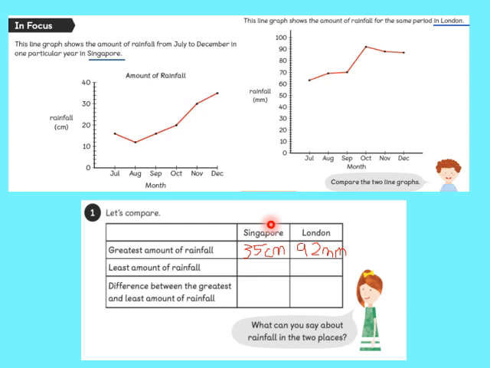Now let's have a look at the least amount of rainfall. So for Singapore, if I'm looking for the least amount, I'm going to look for the lowest point on my line. And I can see that's in August. And if I look across to my y-axis, it will tell me that that's 12 centimetres. And if I look at the same for London, again, I'm looking for my least amount. Do you think that's this one? No, you're right. It's over here in July. And if I look across to my y-axis to see the amount of rainfall, I can see that that's 62 millimetres.